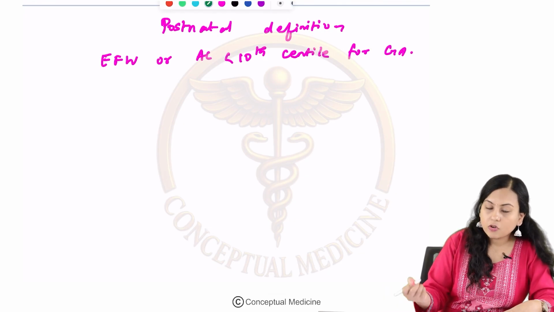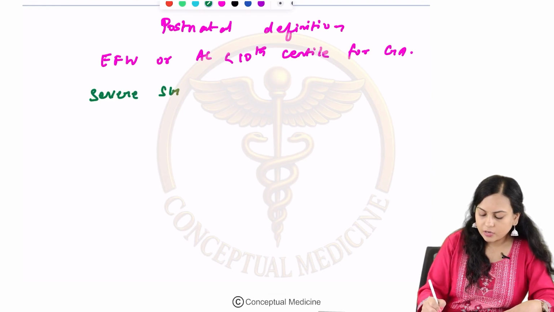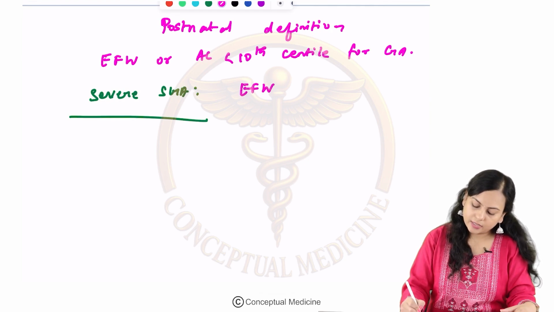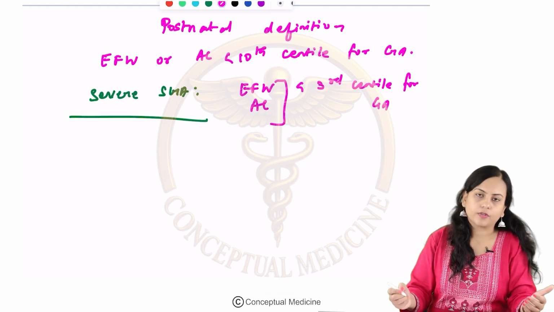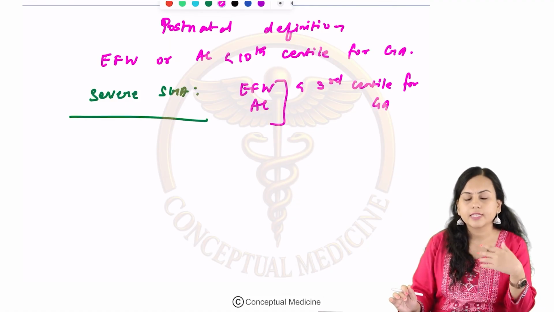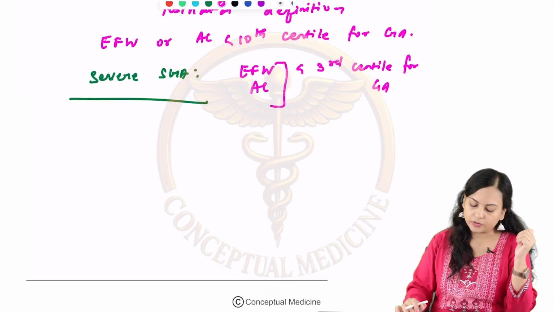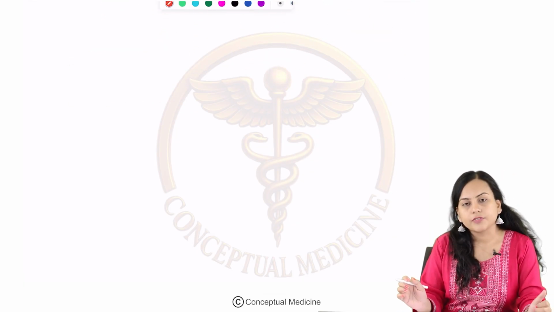There is also a term severe SGA, used when the estimated fetal weight is less than 3rd centile for gestational age. You can consider AC along with this. So estimated fetal weight or AC less than 3rd centile will be known as severe SGA, right? Next I want to discuss the etiologies of this fetal growth restriction.